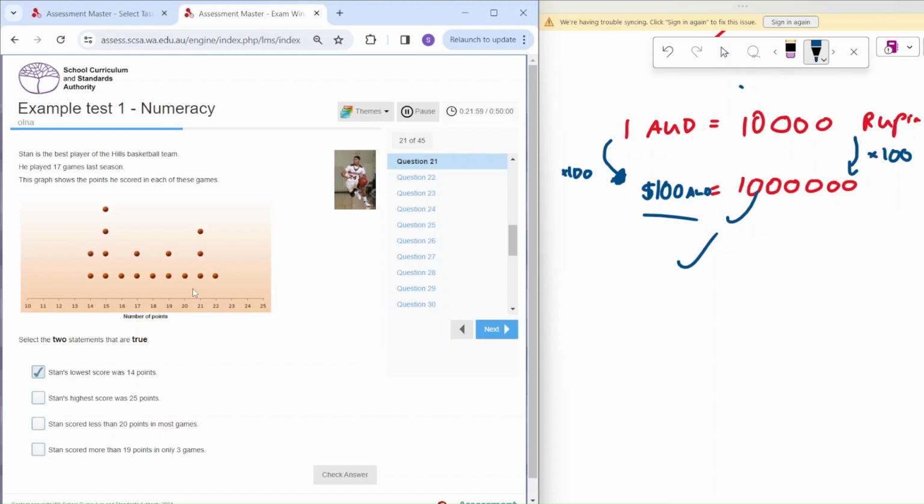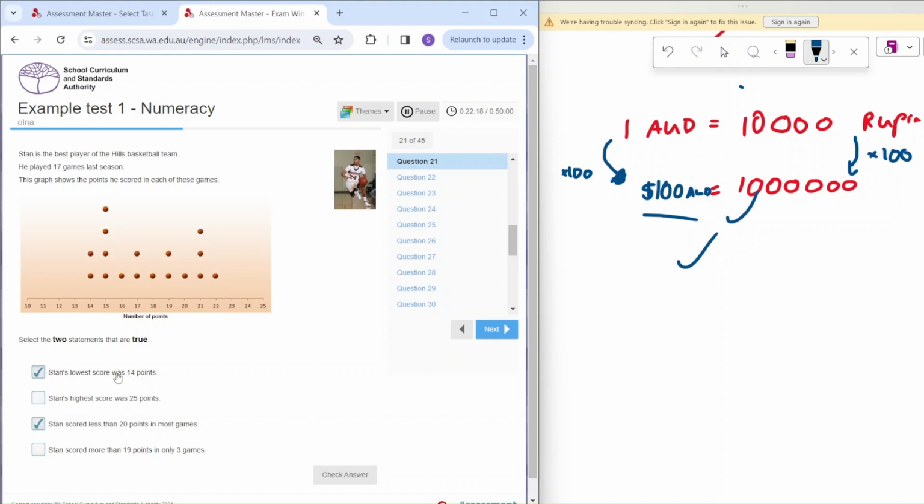Stan scored less than 20 points in most games. Well, to validate a "most", we need to make sure we've got more, basically. Most means more. So 1, 2, 3, 4, 5, 6, 7, 8, 9, 10, 11, 12 of the games he scored less than 20 points, and 1, 2, 3, 4, 5 otherwise. So yeah, that is true.